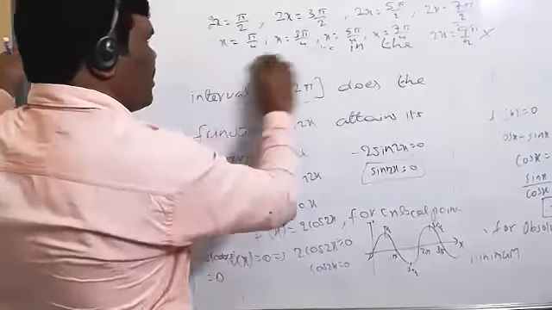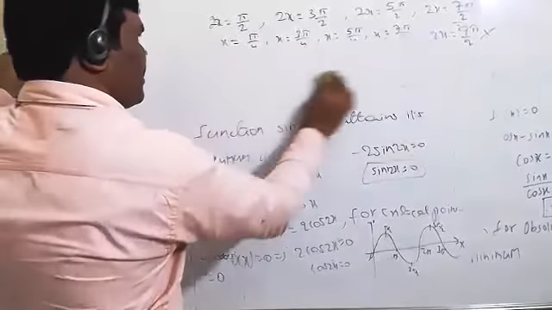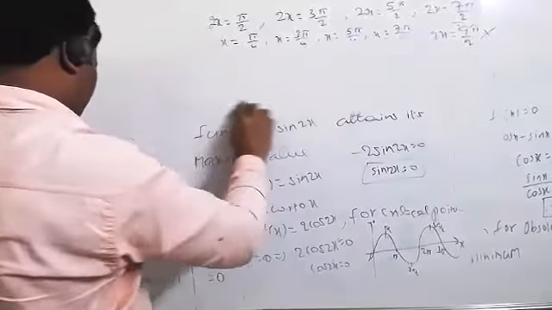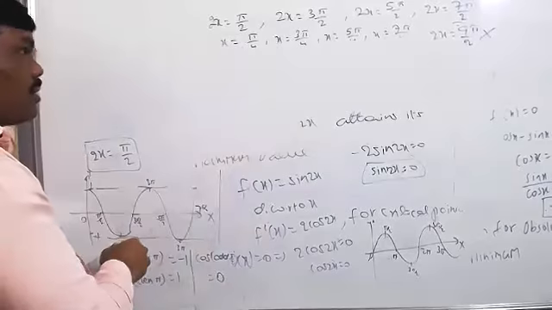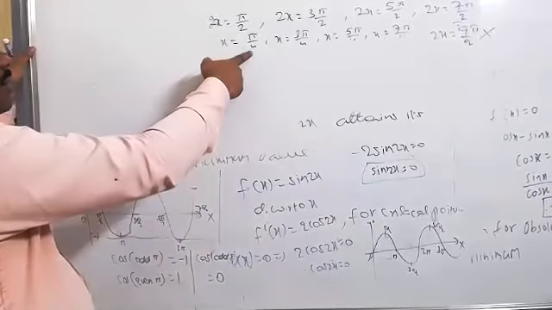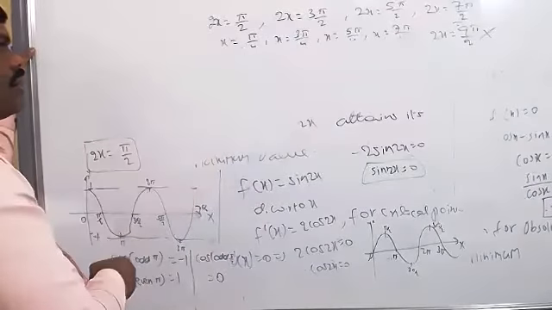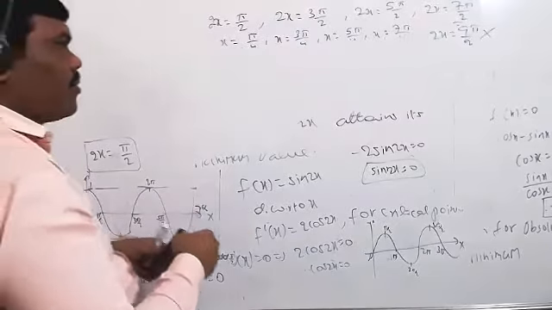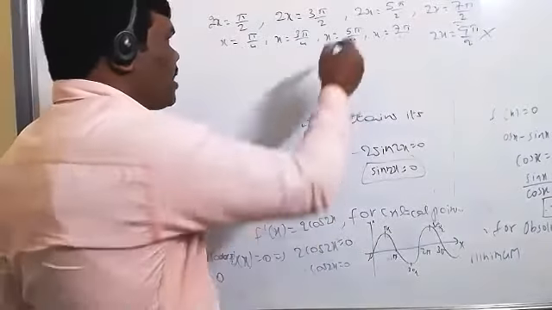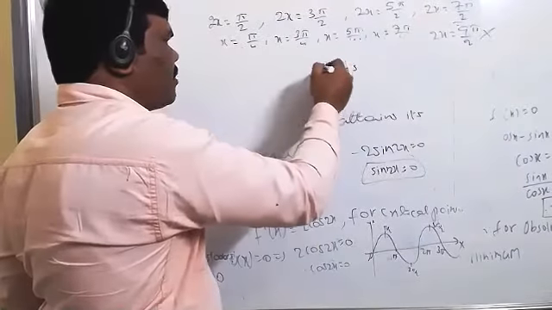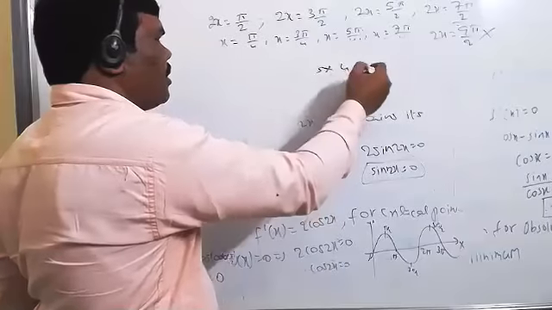Sir, I didn't understand. X is equal to pi by 4 and 7 pi by 4 are possible, sir. They are not inside the interval. This one, sir, 5 pi by 4. Yes. What is the meaning of pi by 4 here now? 45 only, na? 5 pi by 4 is 225.